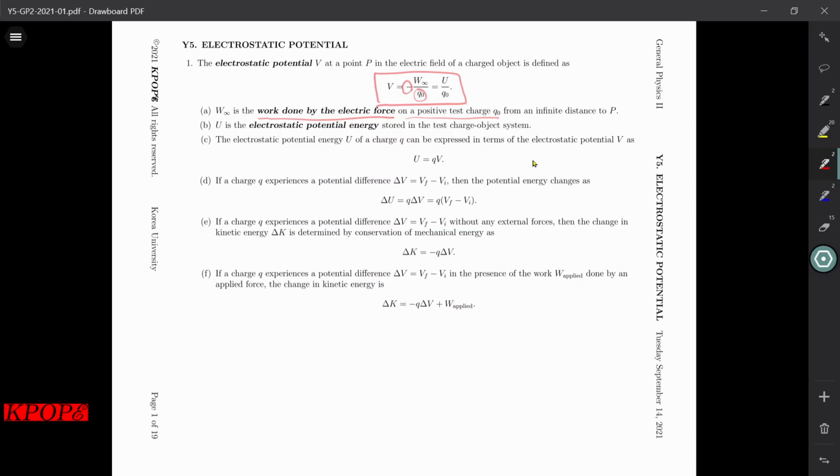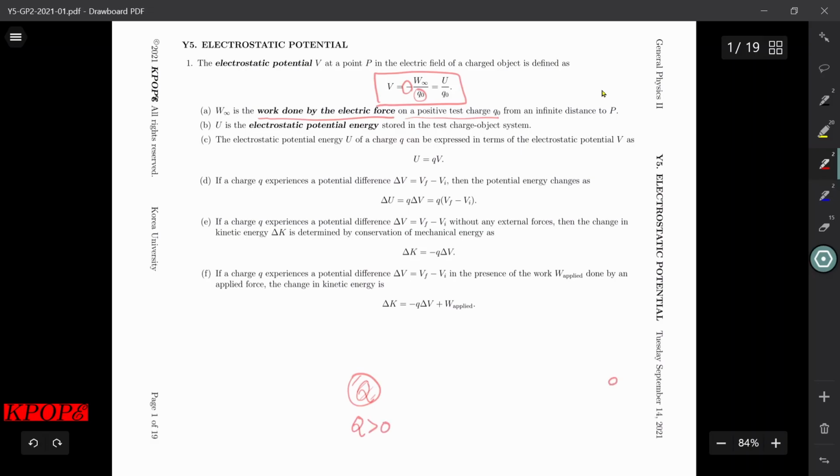So potential is proportional to the electrostatic work done by the electric force, and then we put the negative sign on it, from an infinite distance to P. So there is a charge Q fixed here. Suppose that we have a positive charge.